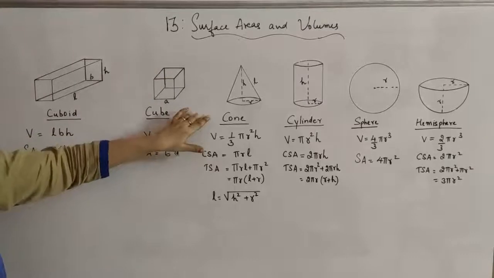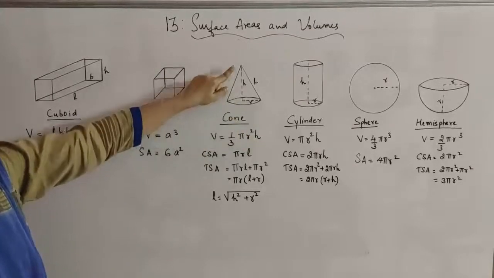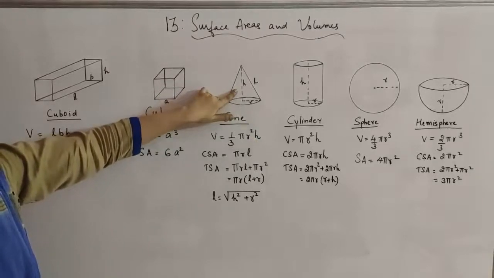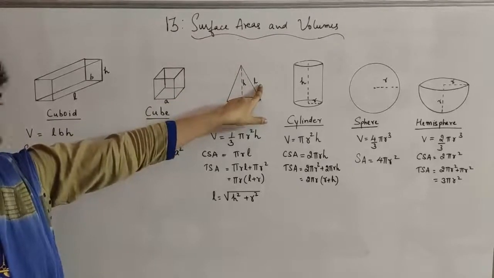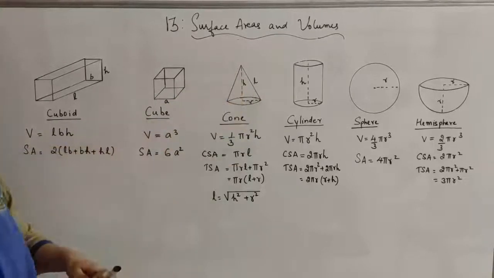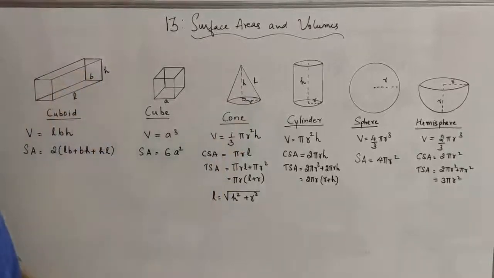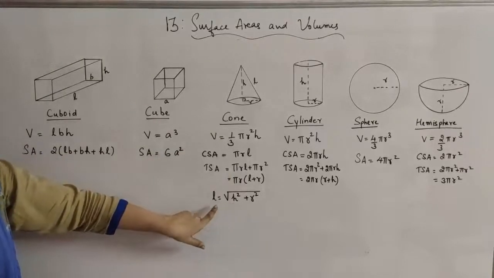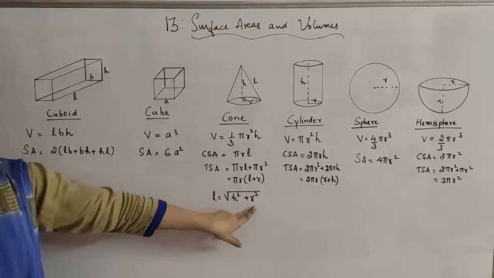Next is cone. Radius is r and height is h, and this is your slant height, that is small l. It is a right circular cone, so here it is 90 degrees, that means you can use the Pythagoras theorem and you will get the relation connecting L, H and R as L square is equal to H square plus R square, or L is equal to root of H square plus R square.